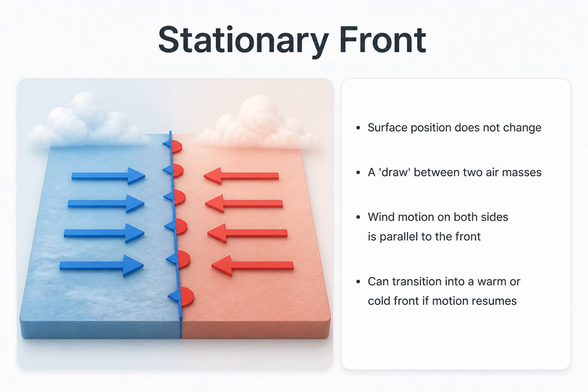Essentially, the two air masses are unable to push against each other effectively. It's a draw. The wind motion on both sides of the front tends to flow parallel to the front, rather than across it. Because the warm or cold front stops moving, we call it stationary. If this boundary eventually resumes its forward motion, it will become either a warm or cold front.